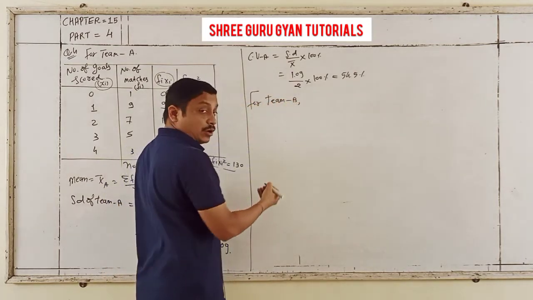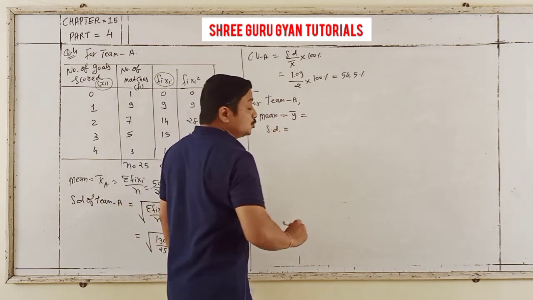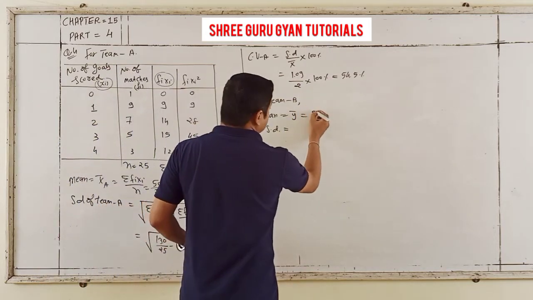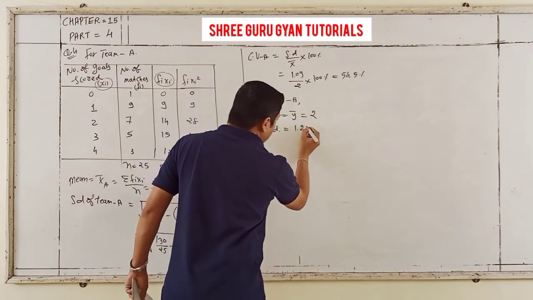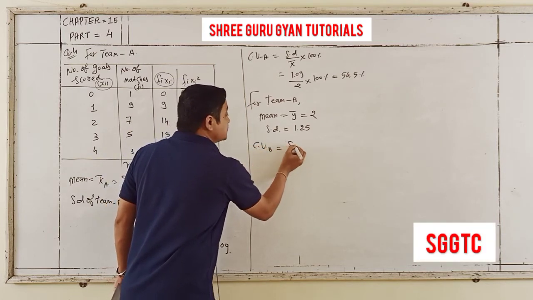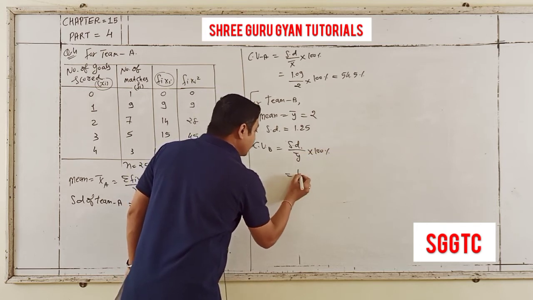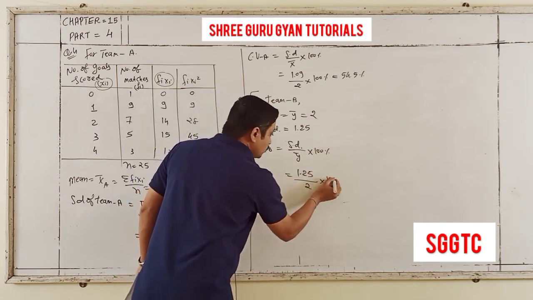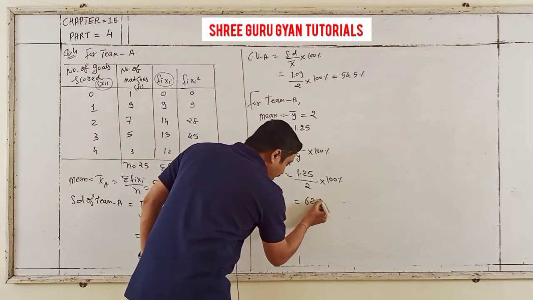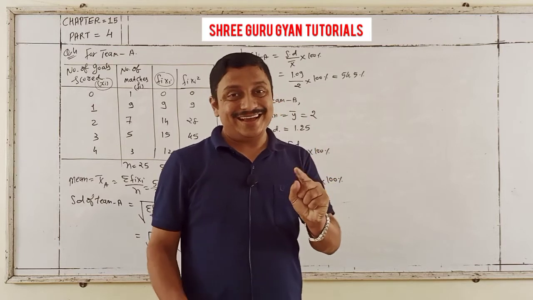Now for team B, the mean (average) and SD are already given in your textbook. For team B, our average is given as 2, but the SD is given as 1.25 goals. So my CV of B is SD by Y bar into 100%. SD is 1.25, Y bar is 2, into 100%. Using the calculator, the answer is 62.5%. And the question is asking which team is more consistent, I mean has less CV.